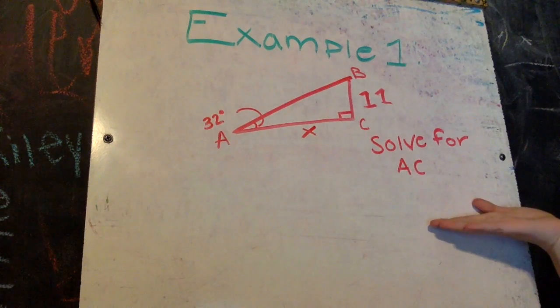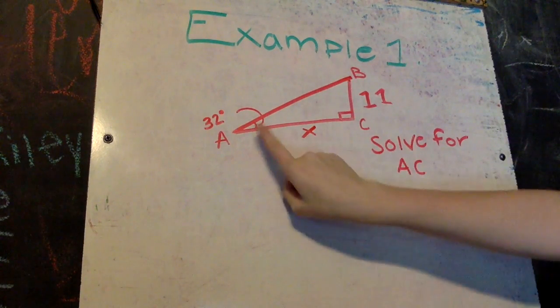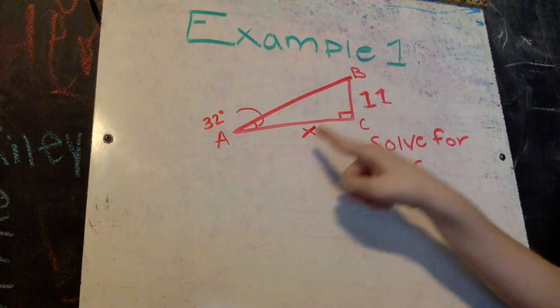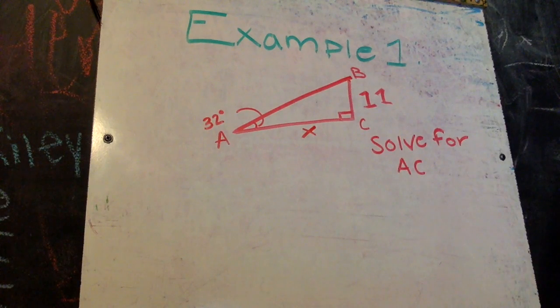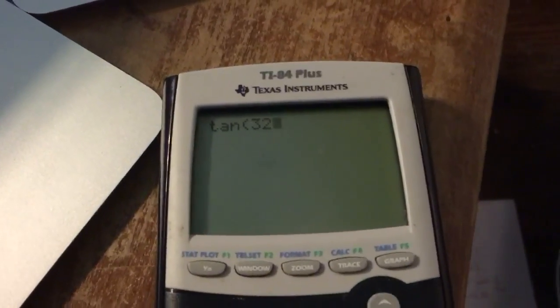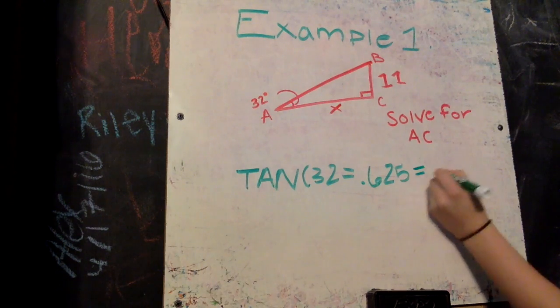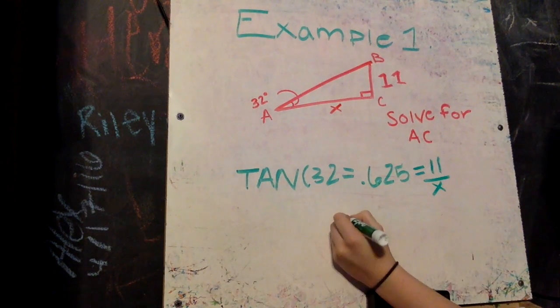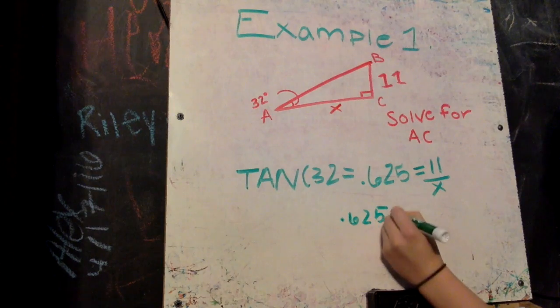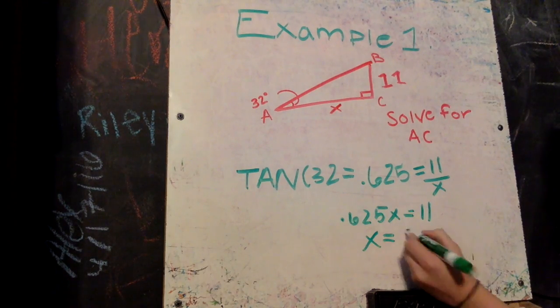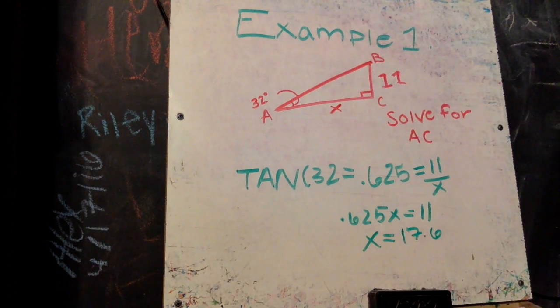In example 1, we are given a triangle with a 32-degree angle, and the side opposite is 11, and the side adjacent is x, and we are told to solve for AC. If you put tan of 32 into your calculator, you should get that it equals around 0.625. From here, we can set up the proportion 0.625 equals 11 over x. After cross multiplying, we find that 0.625x equals 11. And after we divide both sides by 0.625, we find that x equals 17.6.